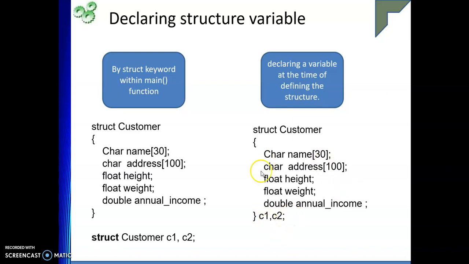We can simply, right after the end of the structure declaration, put variables at the end, like c1 and c2. Or I can write struct customer, which is nothing but my data type, c1 and c2. So c1 is one variable of the customer structure type, and c2 is also a variable of the customer structure. So this is one way to declare the structure variable, and this is another way.